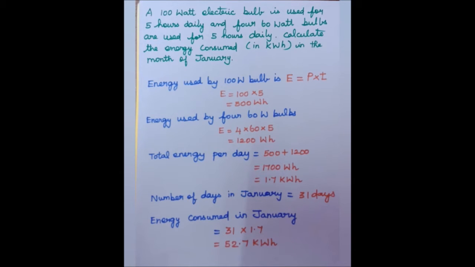We have to calculate the energy consumed in the month of January. There are 31 days in January. So total energy per day is 1.7 kilowatt hour. Therefore, energy consumed in the month of January equal to 31 into 1.7. We can get the answer 52.7 kilowatt hour.